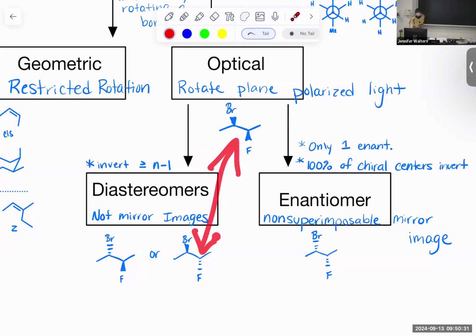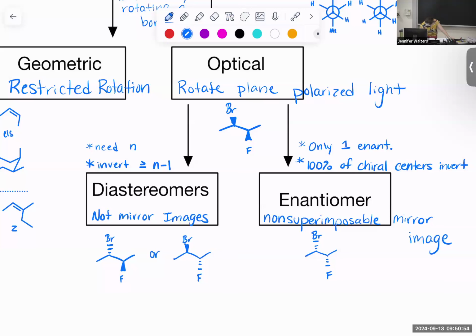These are going to be diastereomers because now bromine stayed the same, but fluorine went from the wedge to the dash. I flipped some, but not all. If you flip all of them, you are an enantiomer. You flip some of them, diastereomer. In order to have a diastereomer, you need at least 2 chiral centers.